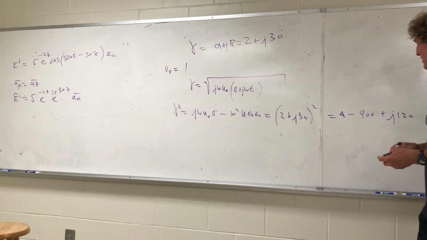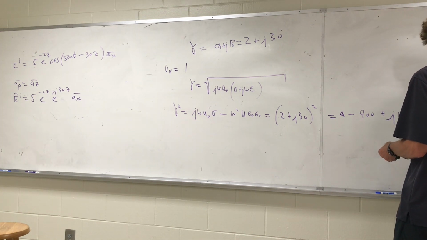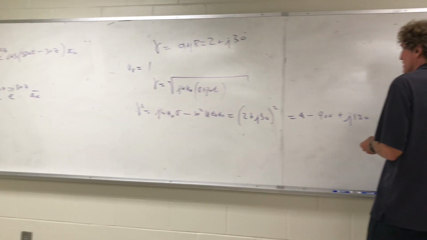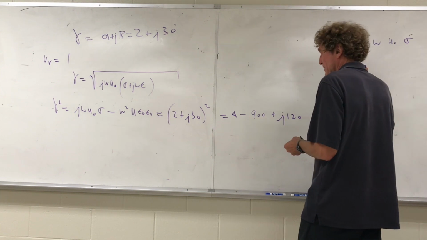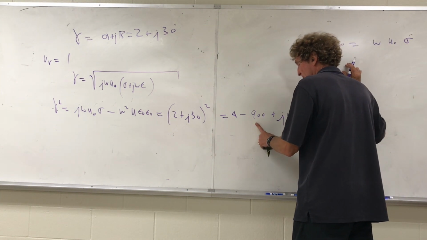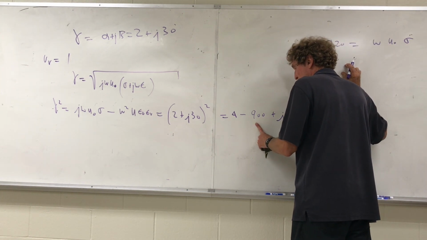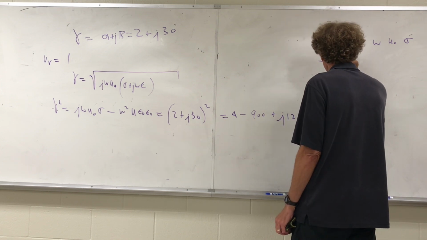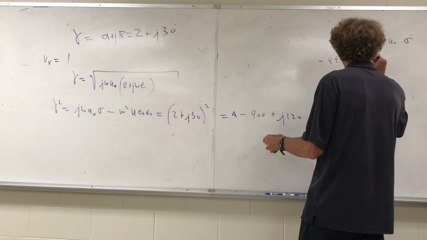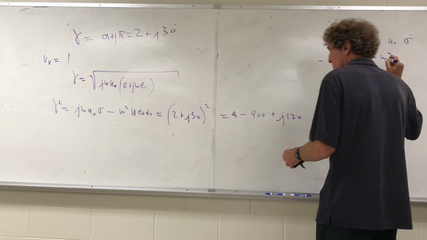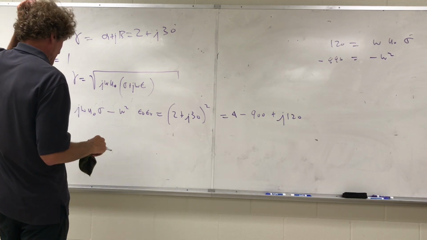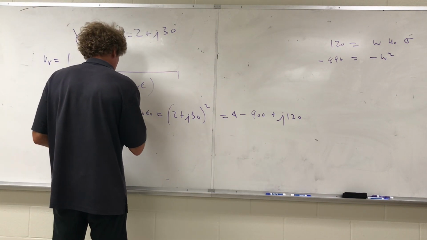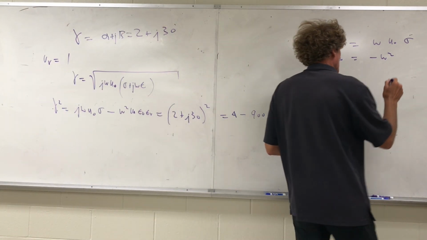Now, you can equate terms. You know 120 is equal to what? That's the coefficient of j, so it's equal to omega mu naught sigma. Then 4 minus 900 is going to be minus 896, equal to minus omega squared. That should actually be mu, and this should be mu naught here. So it's going to be mu naught.